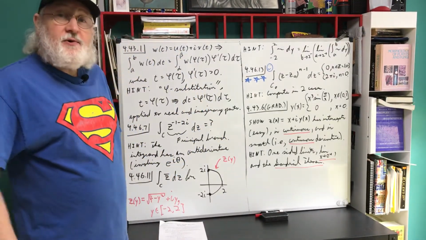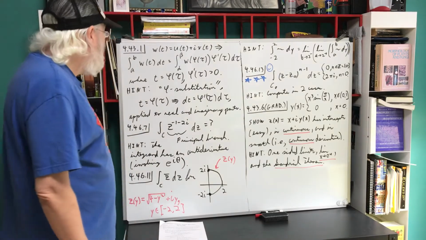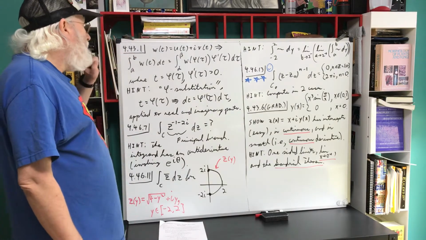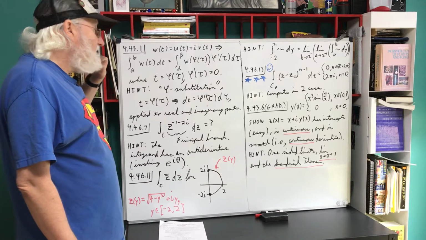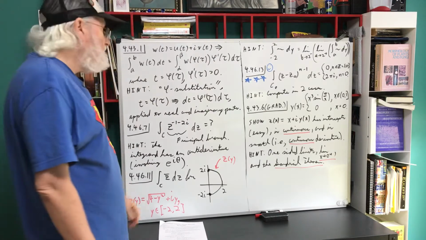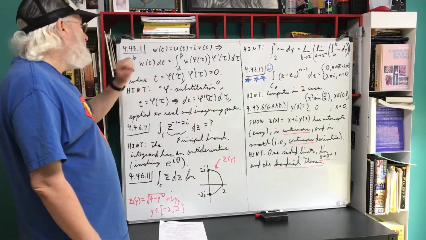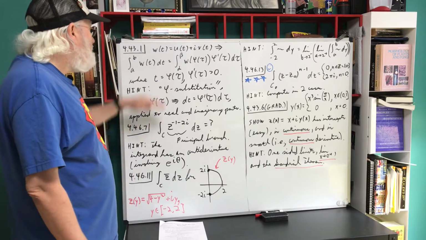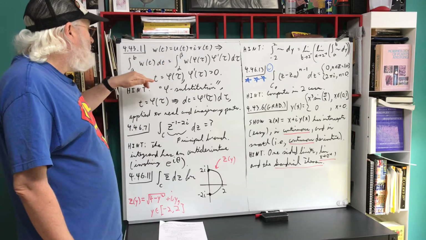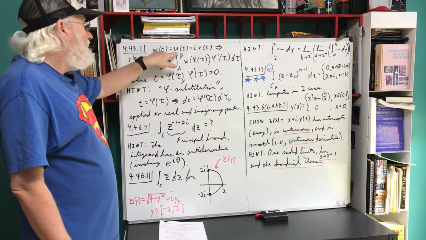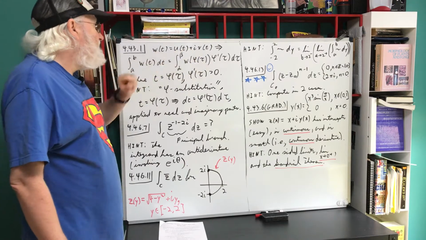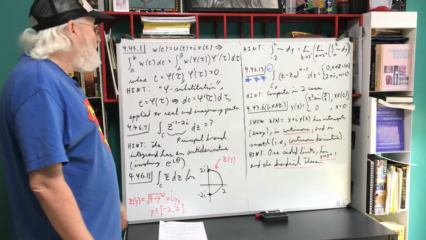Okay, some hints for homework set 10. 4.43.1 has you basically establish u-substitution in a certain setting for integrals involving complex numbers. We're taking w(t) as a contour, w(t) as an integrand, written as u(t) plus i v(t), so we've got its real and imaginary parts.